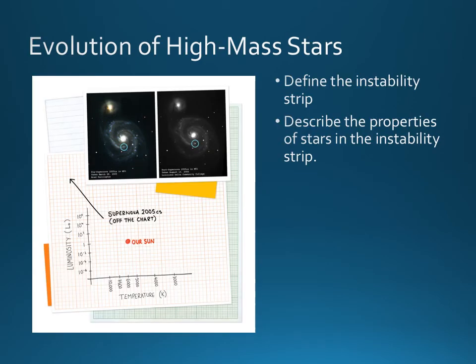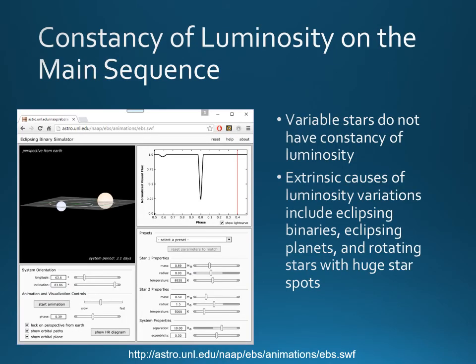Now we want to define the instability strip and describe the properties of the stars in the instability strip. Any star that shows a variation in brightness is classified as a variable star. Variable stars do not have constancy of luminosity. Main sequence stars generally have a constancy in their luminosity, except when some extrinsic process causes apparent changes.